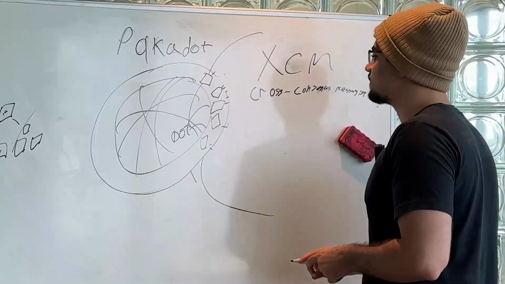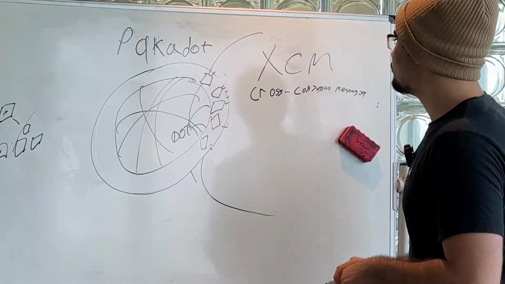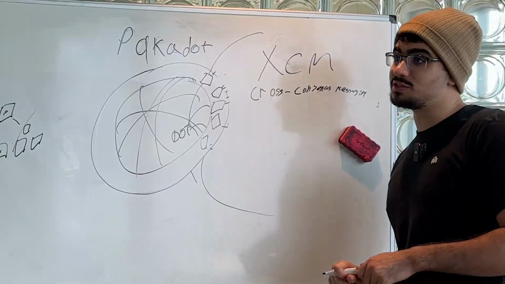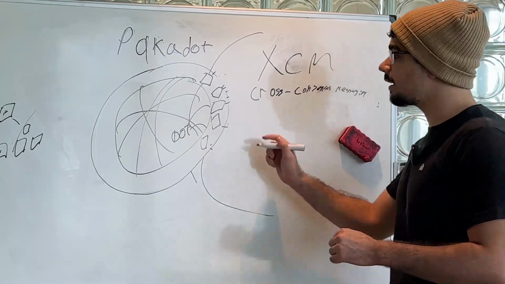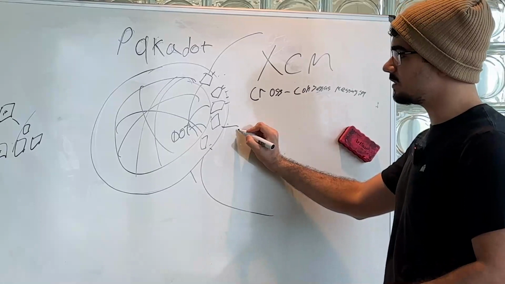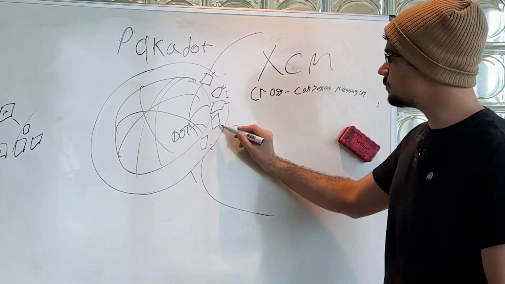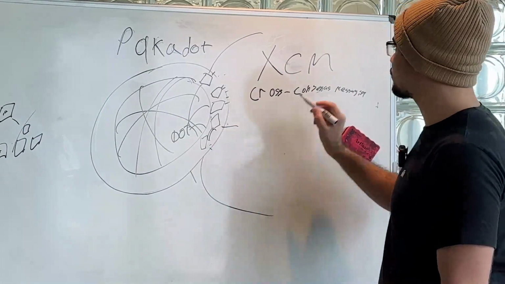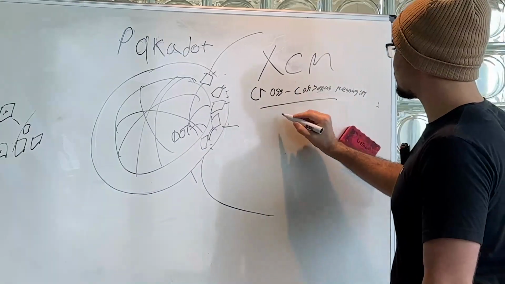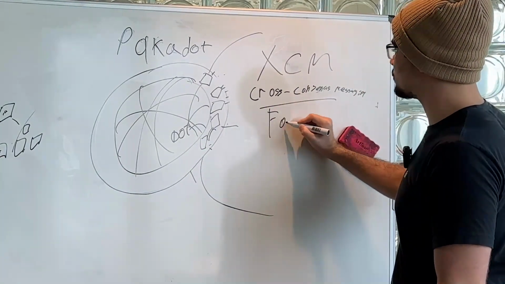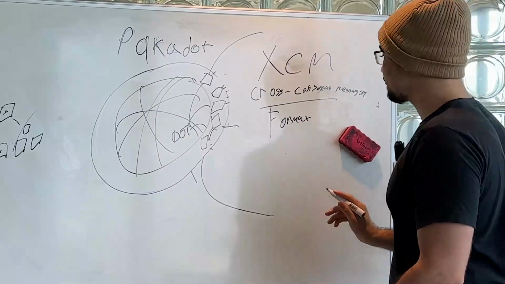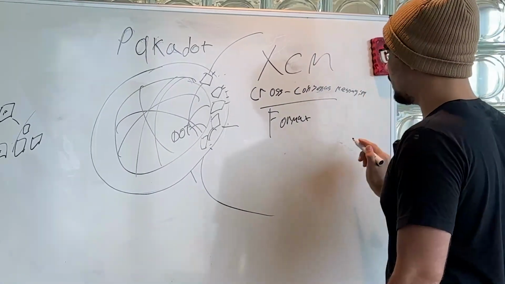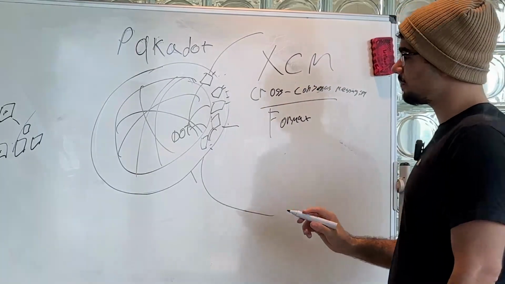So cross-consensus messaging lets us send very arbitrary or generic messages that may do things natively, like, hey, I want to transfer my parachain's native asset to DOT, or even to another parachain. And it's worth noting that this is the format of the messaging. So this is a message format, not really a transport method, right? There are different ways currently to send these messages to different parachains.